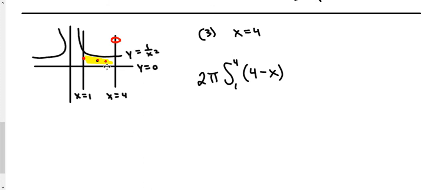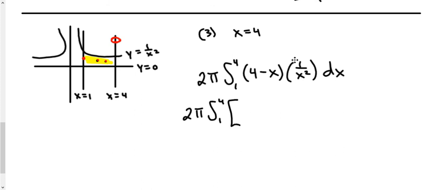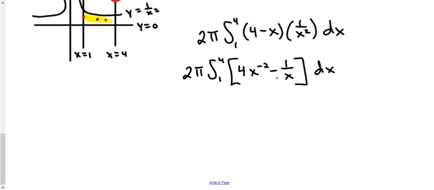Okay. And then the height of the region is going to remain the same. It's going to be 1 over x squared. We'll integrate that with respect to x. So we've got 2 pi times the integral from 1 to 4. If I multiply this out, I'm going to get 4 over x squared, which I'll rewrite as 4x to the negative 2. Then minus x over x squared, which would be 1 over x. And I don't rewrite this one as x to the negative 1 because I can't use the power rule on x to the negative 1. I can use the power rule on 4x to the negative 2 to integrate it.